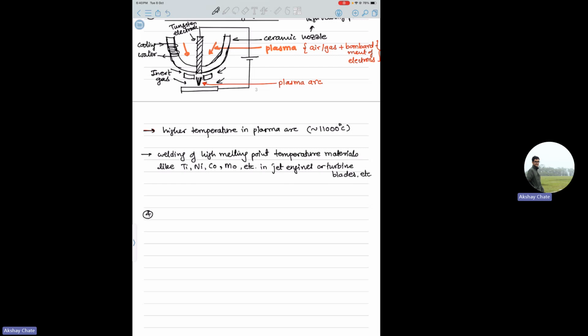Then you have submerged arc welding. This is called SAW. These acronyms are also important in these discussions, because many times they use acronyms also.